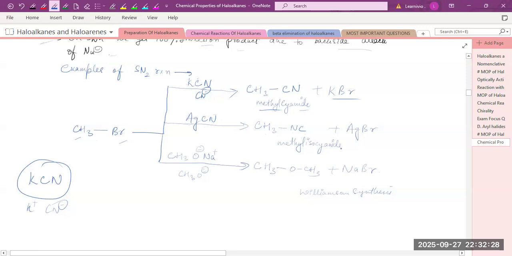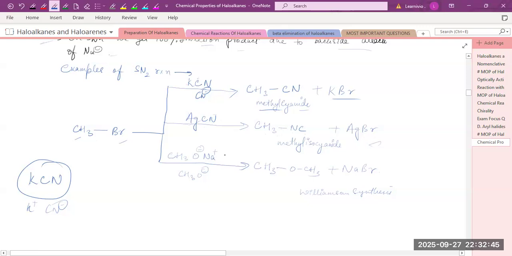So it will always form isocyanide when AgCN is present. The attack will be from the nitrogen and you will get isocyanide plus AgBr. Third one, CH3ONa.